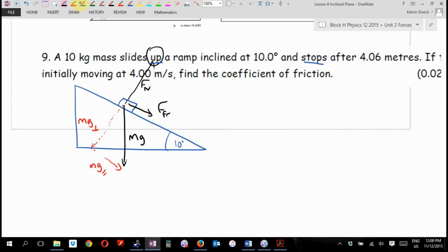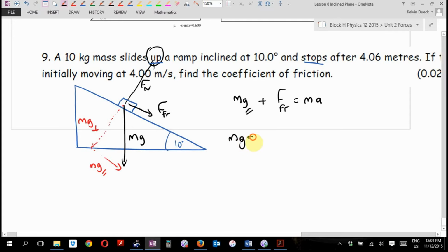Okay, so my equation here is going to be mg parallel first, because we're used to seeing that first. They're both winners, so it's going to be plus friction equals ma. mg parallel is mg sine theta, plus friction, which is mu times the normal force. I don't know the normal force. Oh, but look, I know another force the same size as the normal force.